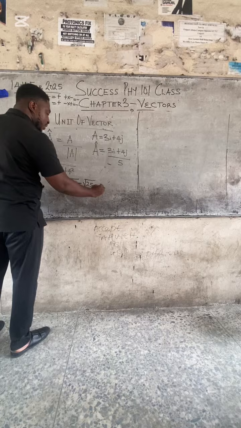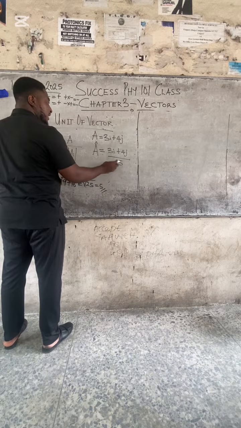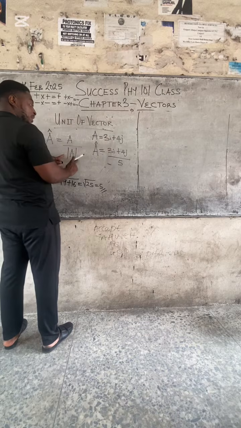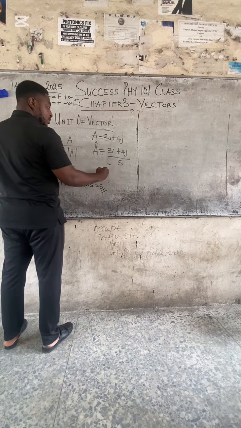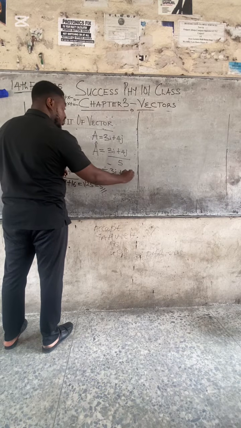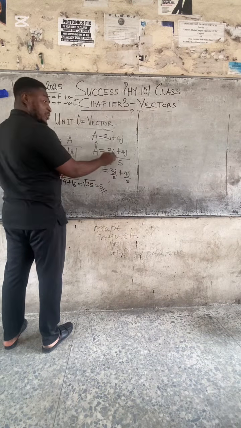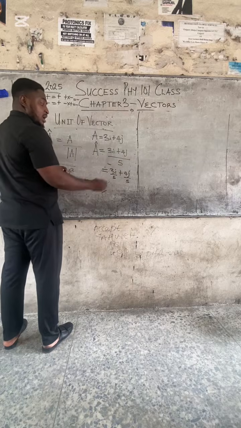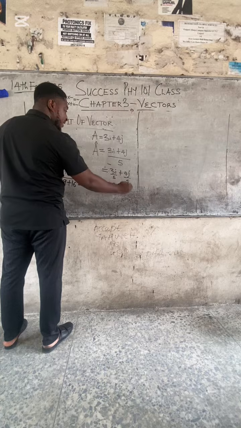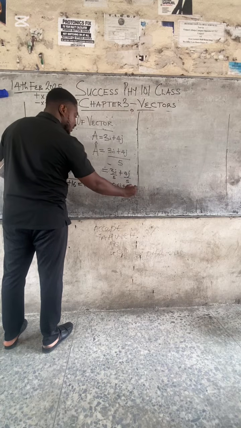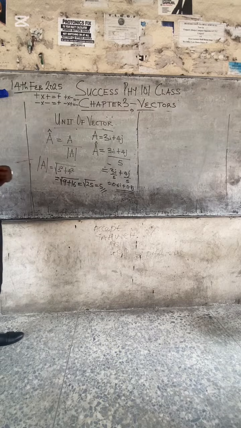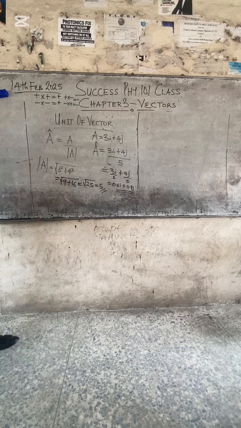And square root of 25 is what? 5. So that's how we got the magnitude of A as 5, because the unit of a vector is the vector itself divided by the magnitude. Magnitude is 5. Which can be simplified as 3i over 5 plus 4j over 5, because this 5 belongs to both 3i and 4j. 3 divided by 5 is 0.6i. 4 divided by 5 is 0.8j.